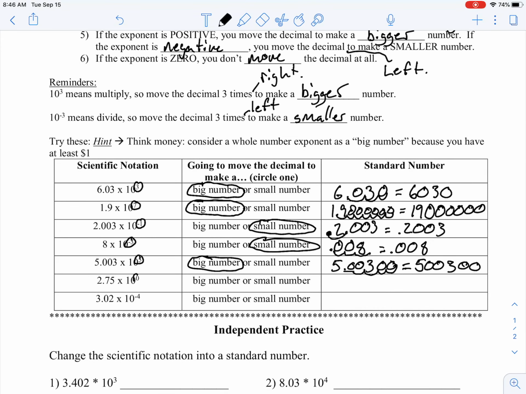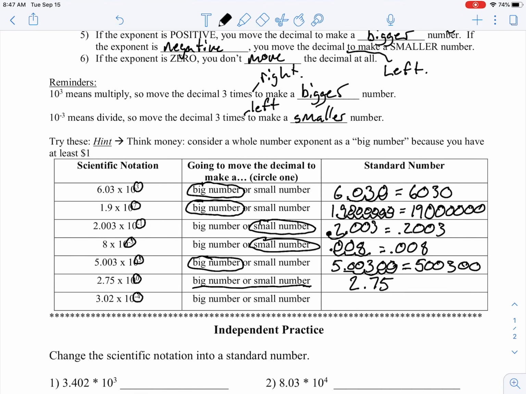All right, here's that example from up above. We have an exponent of 0. So that we're not changing the number at all since we're not moving our decimal point at all. So we're not going to circle either of these, and we're just going to leave it as 2.75 because the 0 tells me I moved my decimal place 0 times.